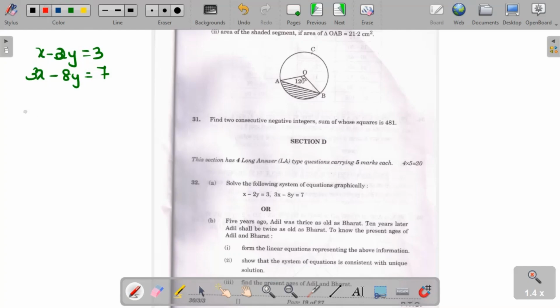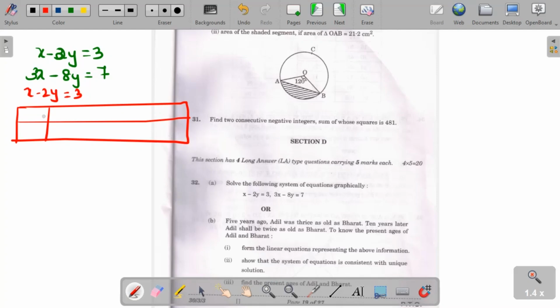First we need to plot these points. We'll start with the first equation, which is x minus 2y is equal to 3. In this equation, I'm going to hypothetically assume some x values. So this is x and y. I'm starting with, say, minus 1, 0, 1, 2, 3. If I need, I can go on more, but we'll stop for now. Substituting x is equal to minus 1 gives my y value as minus 2. x is equal to 0 gives minus 3 by 2. x is equal to 1 gives minus 1. x is equal to 2 gives minus half. x is equal to 3 gives 0.